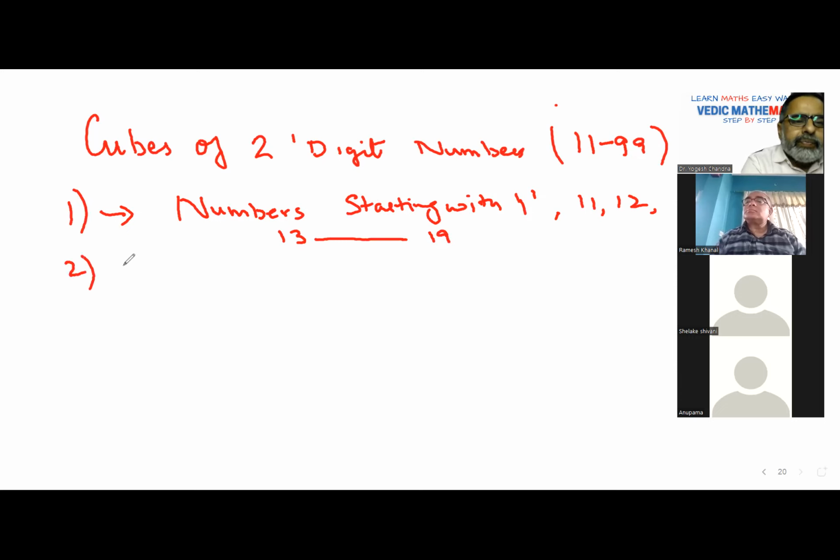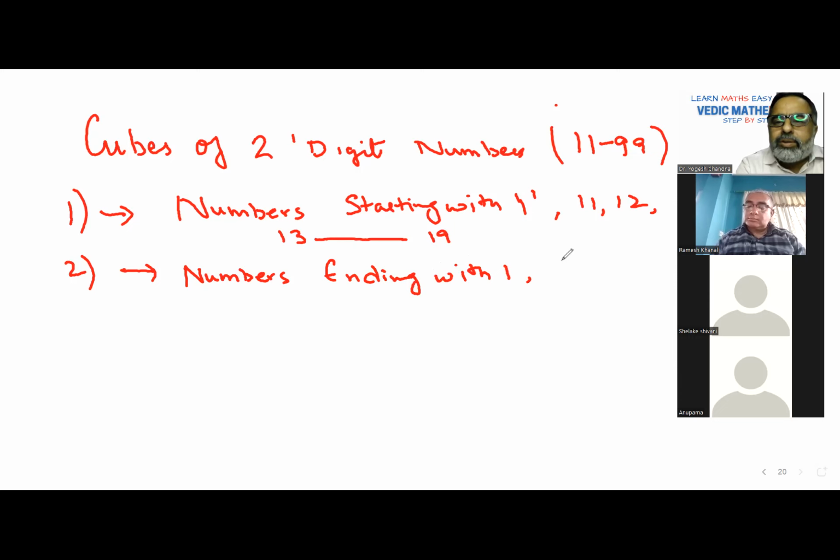Second category, numbers ending with 1. So those are 21, 31, 11 of course, up till 91. This is just to make education more interesting. Otherwise, we'll be able to find it by the last technique. But kids would love this, and even you will remember it for long.